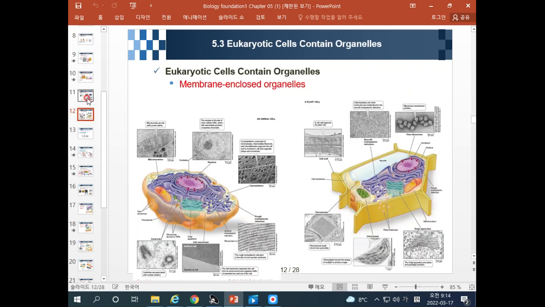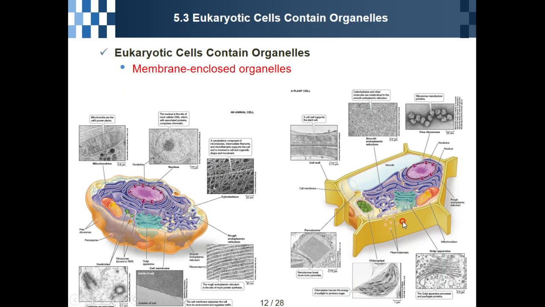You see here, this is the animal cell, and this is the plant cell. The main difference between the animal cell and plant cell is that the plant cell has a cell wall, like this, but it is semi-rigid. They can be a little bit flexible.